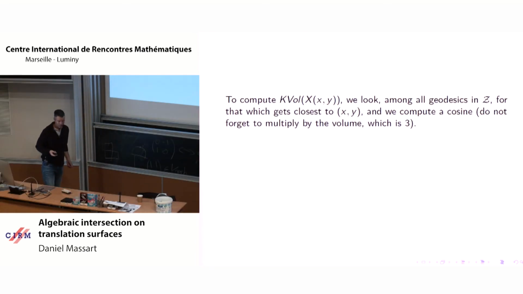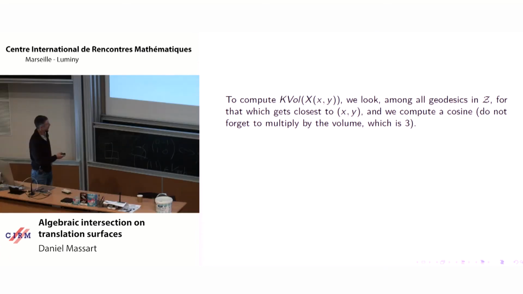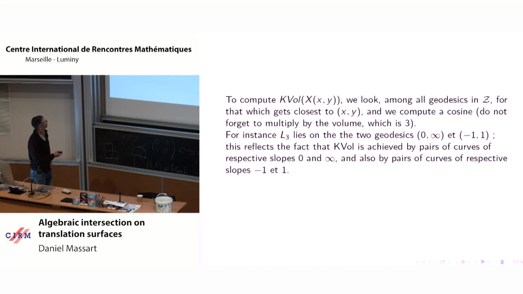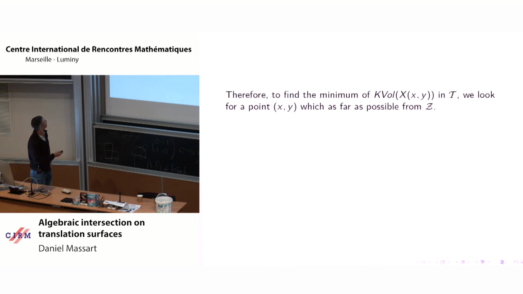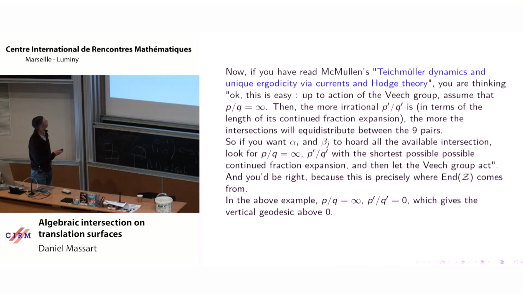And so what we do now to compute this bill, we take a surface which we view as a point in the Teichmüller disk. We look for the closest geodesic in Z, and we take the equidistant set through our point, compute the angle, take its cosine, multiply by the volume, and we get the bill. That's, yeah, I should go back a little bit.